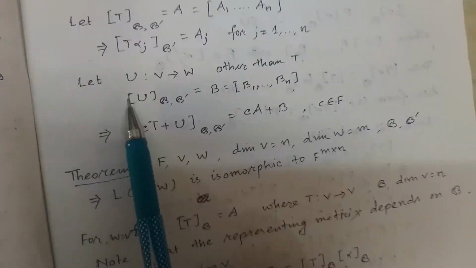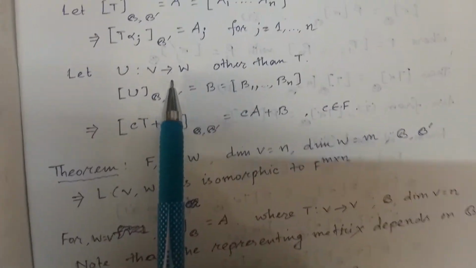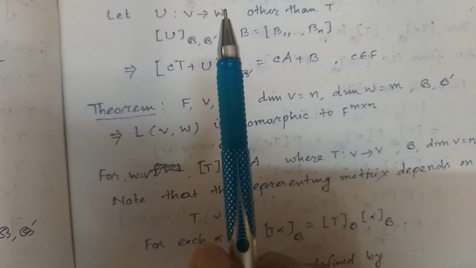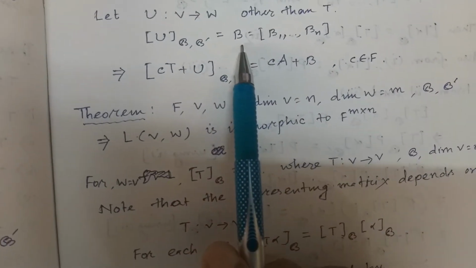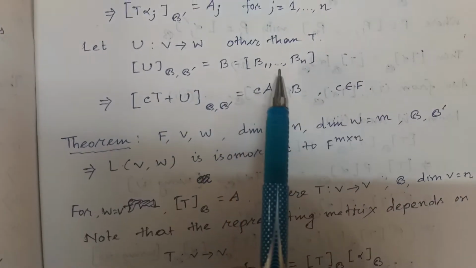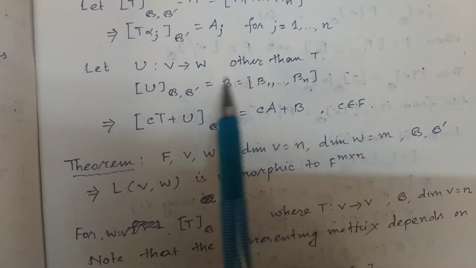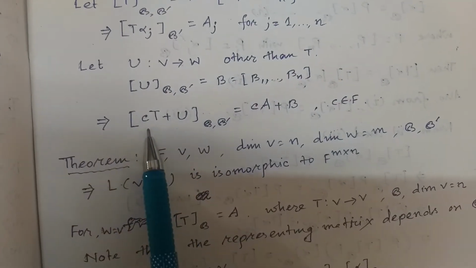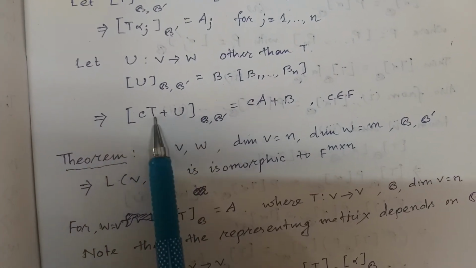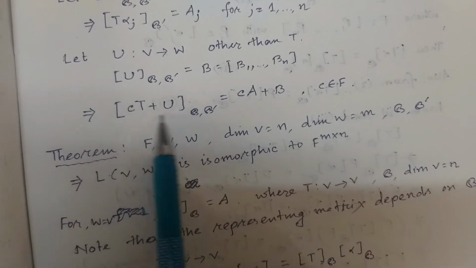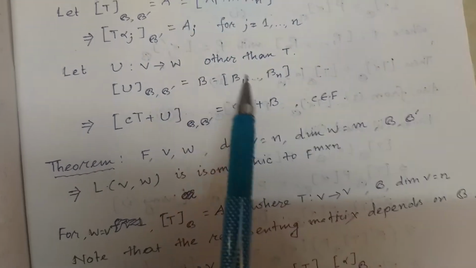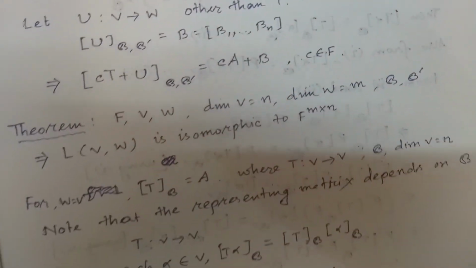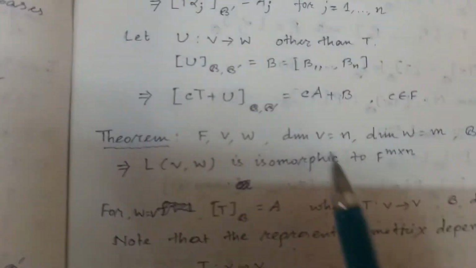Okay. Now let U be another transformation from V into W. T is a transformation, U is another transformation, and the matrix with respect to B and B dash of U be capital B, where the column vectors of B are B1, B2 dot dot Bn. Then definitely we know that cT plus U for any scalar c is also a linear transformation from V into W. Its matrix representation with respect to the same set of bases will be c into A plus B. Okay, we have no more time to prove all this, so I leave them.